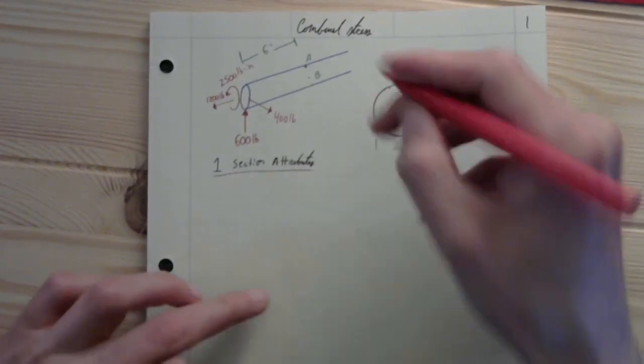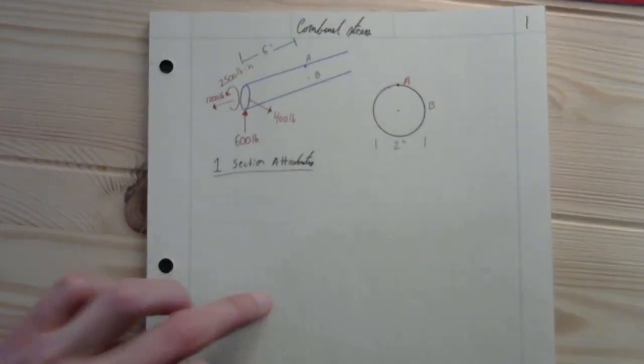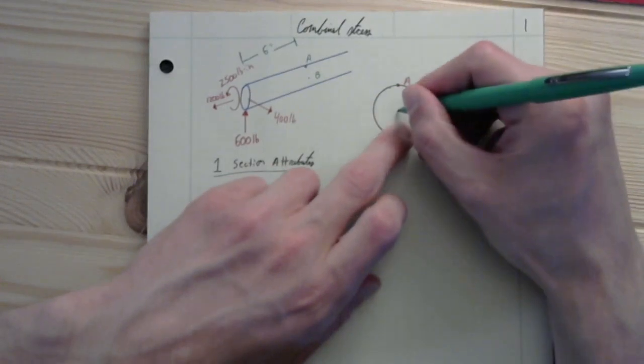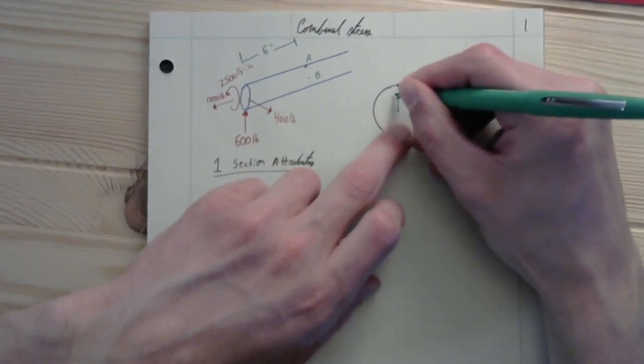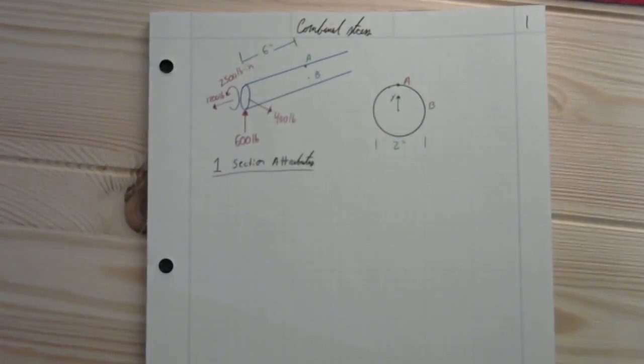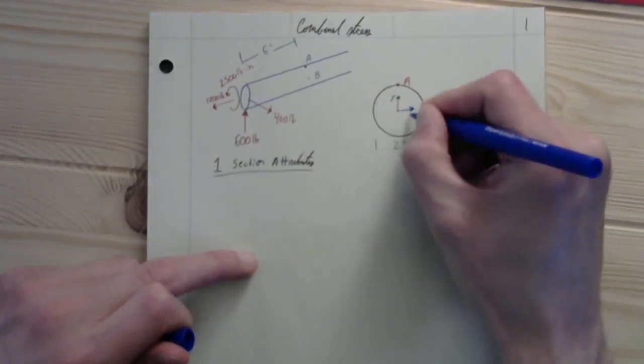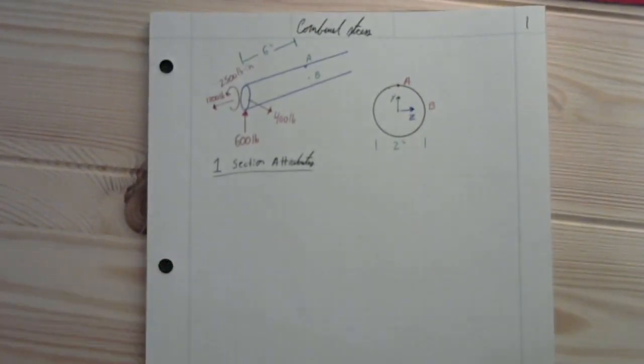X is coming right at you. This is the Y direction, if we've cut like that. And this is the Z direction. Okay, so we need the section attributes for this.